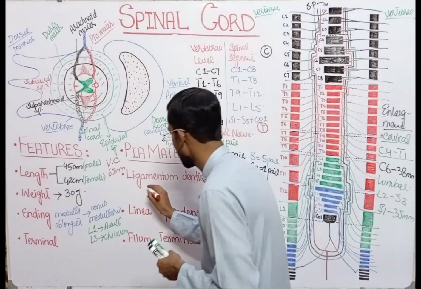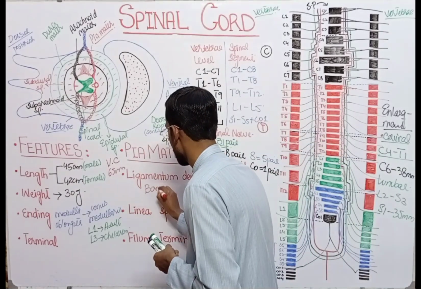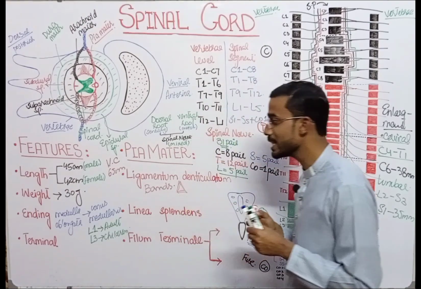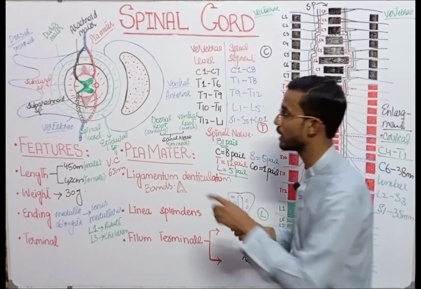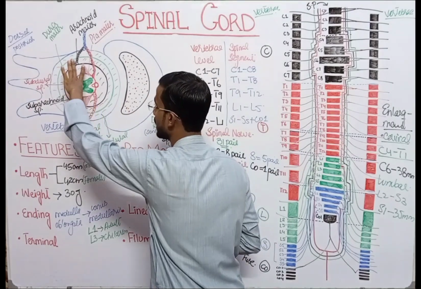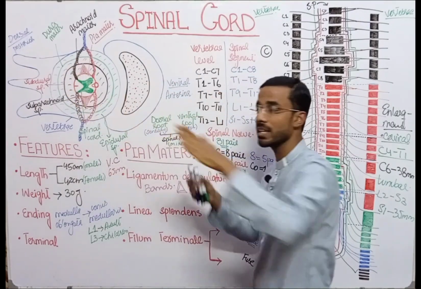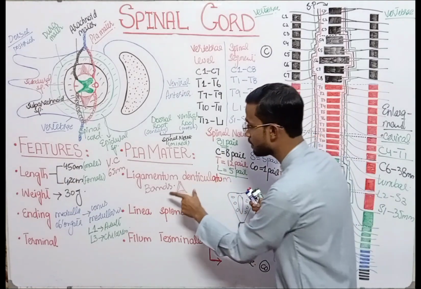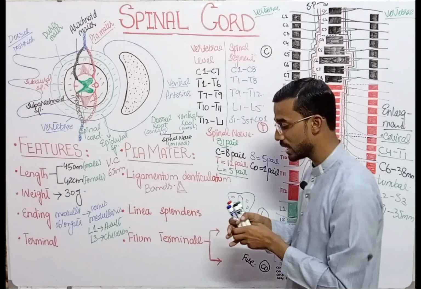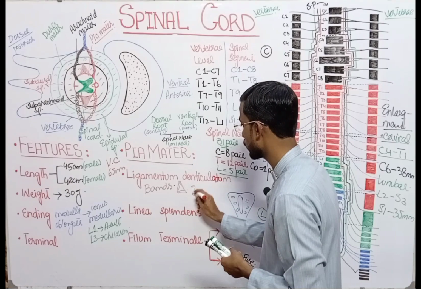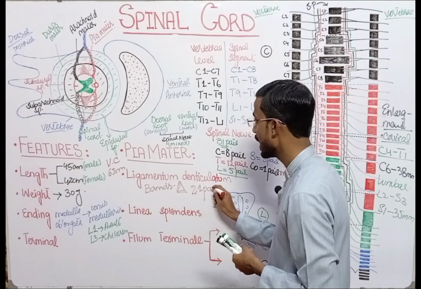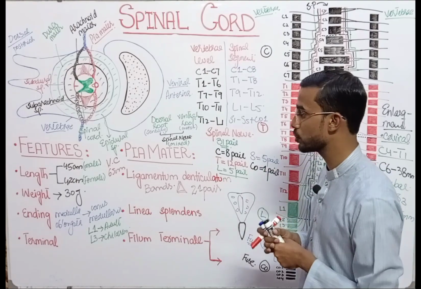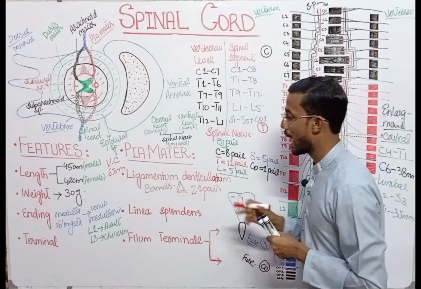So these are bands that are triangular in shape. These bands actually support the spinal cord. So here is the spinal cord, and these bands are present in pairs, and they support the spinal cord in the cerebrospinal fluid. So this band is very important, and there are 21 pairs of the ligamentum denticulatum which support the spinal cord.